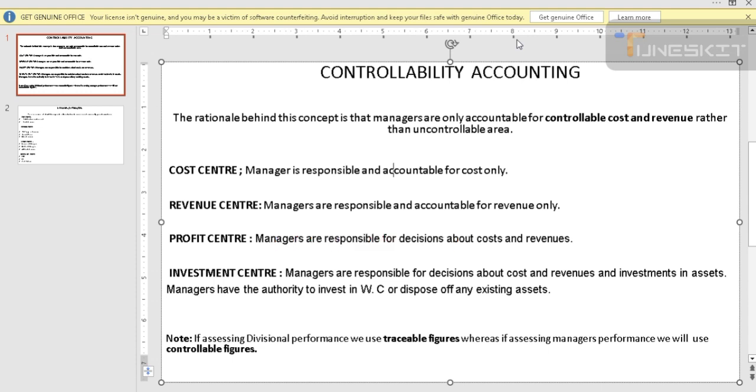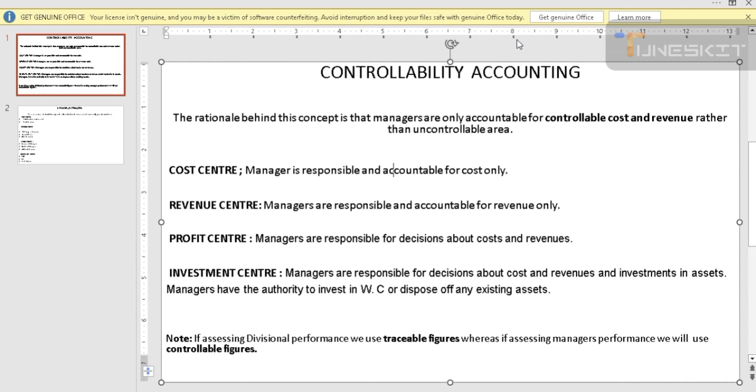So let's start this topic with the different cost centers. The first definition is cost center. Managers are only responsible and accountable for cost only. Typical examples include production managers, or purchasing managers, or any managers who have a direct connection with the cost variances. So cost variances are a typical example of a cost center.